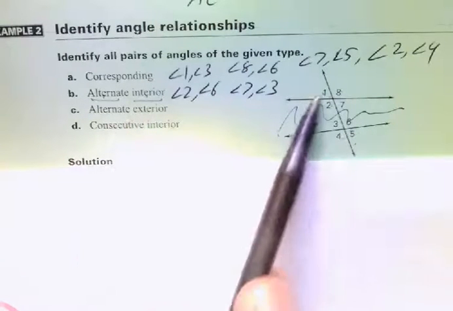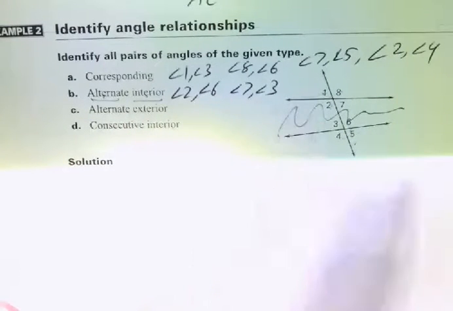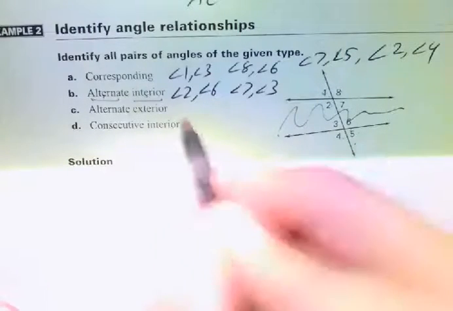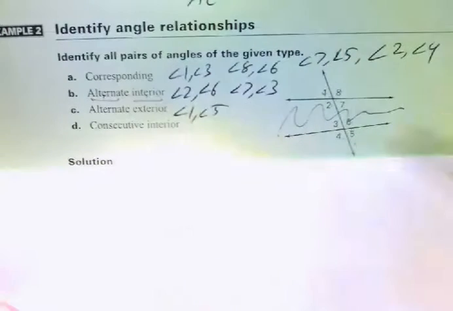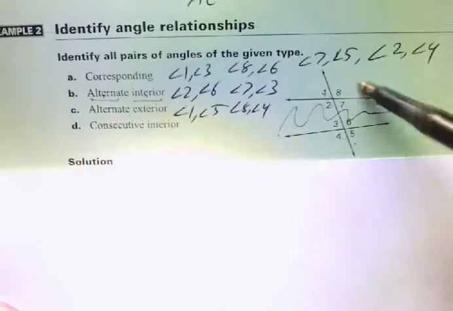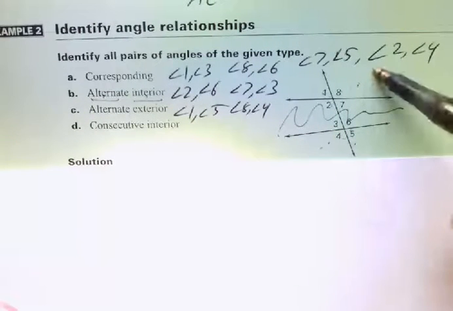Alternate exterior, looks like 4's on the outside. I'm sorry, that's not a 4, that's a 1. 1's on the outside with 5. So angle 1, angle 5. And then what is it, 8 and 4? Angle 8, angle 4. Alternating sides of the transversal and outside the river.